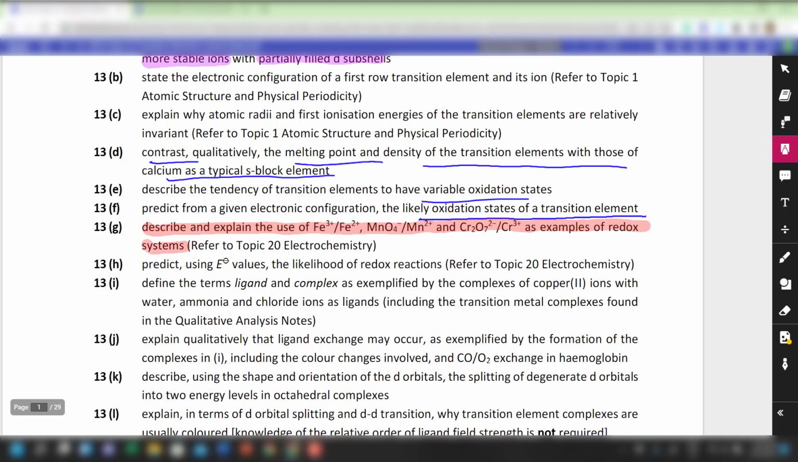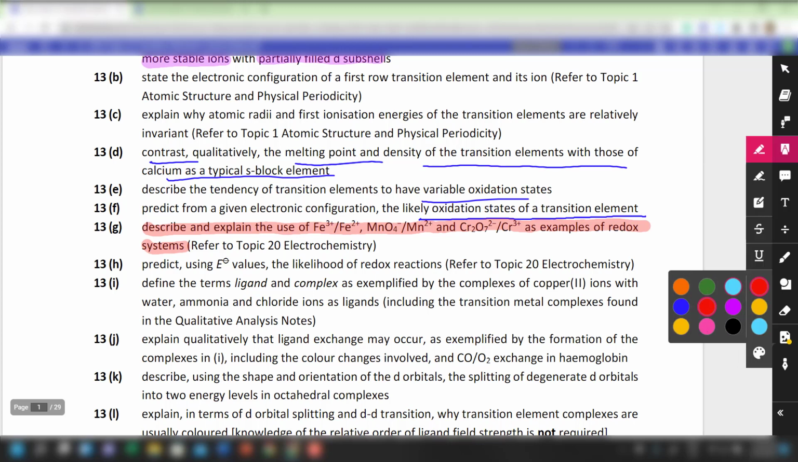So you're asked to refer to electrochem. Okay, then of course another learning objective on electrochem: predict, using E0 values, the likelihood of redox reactions. Okay, 13I onwards will be more interesting.